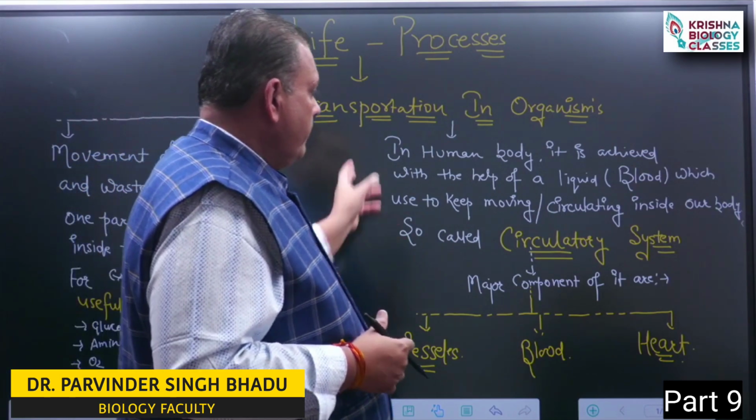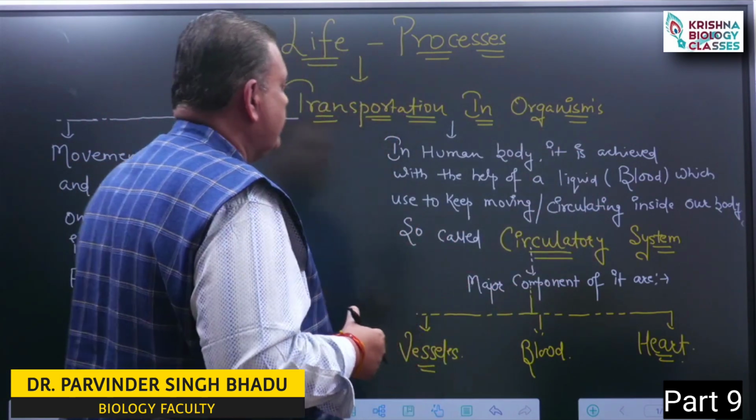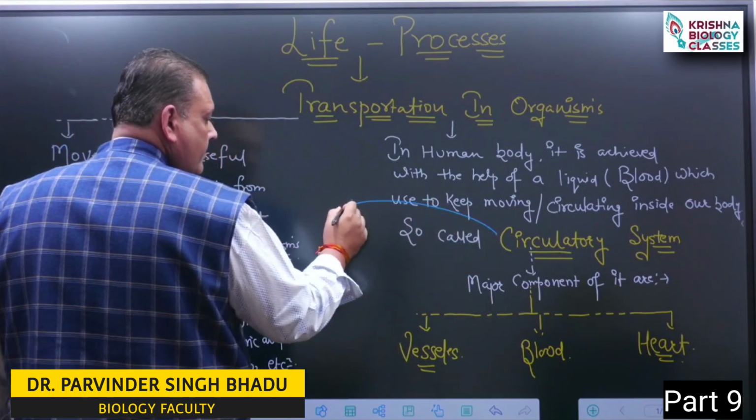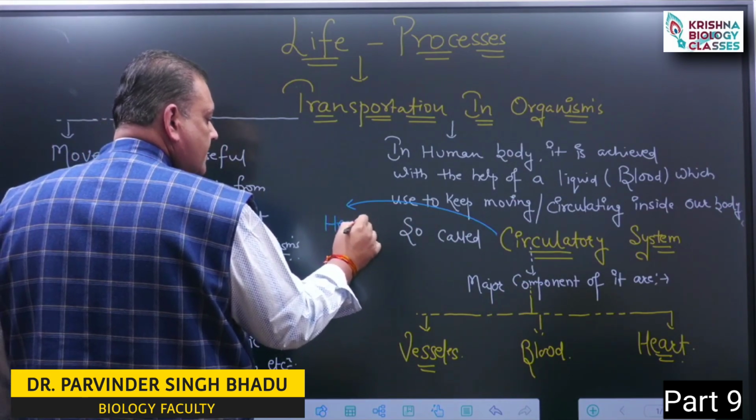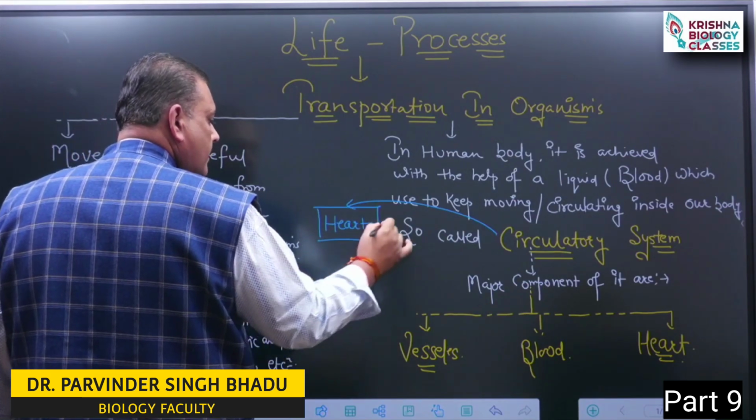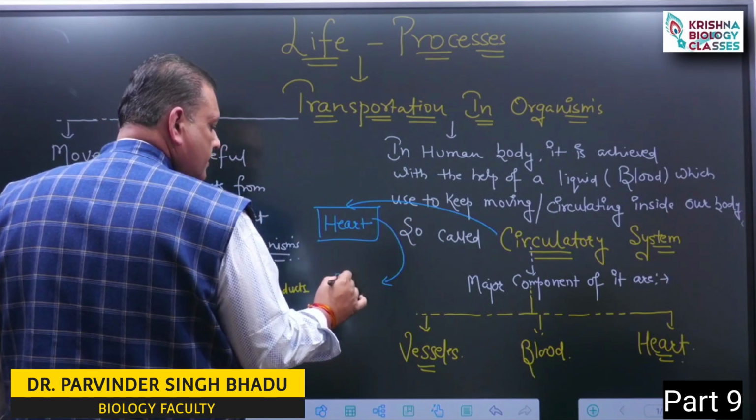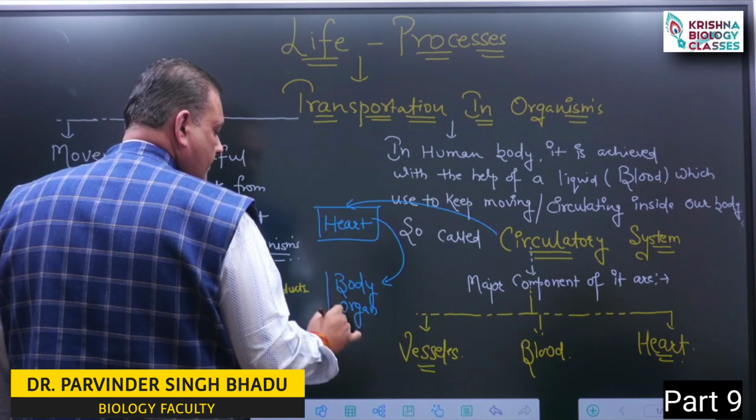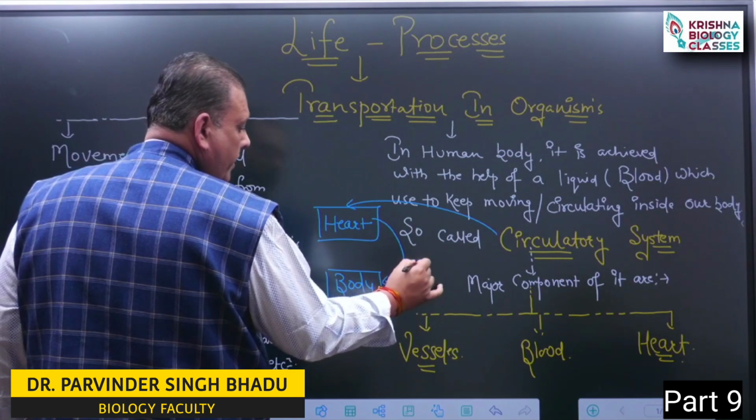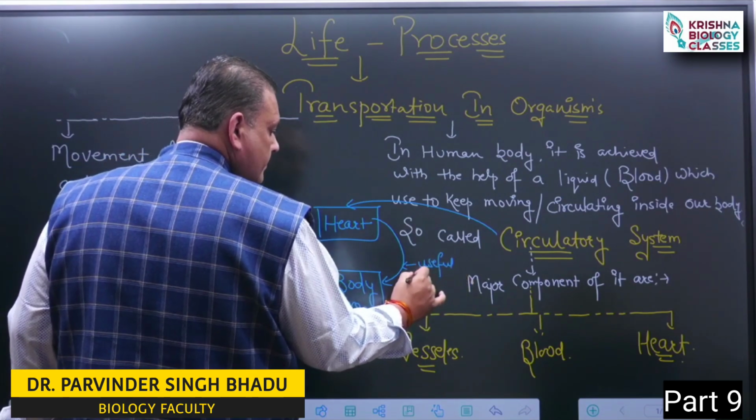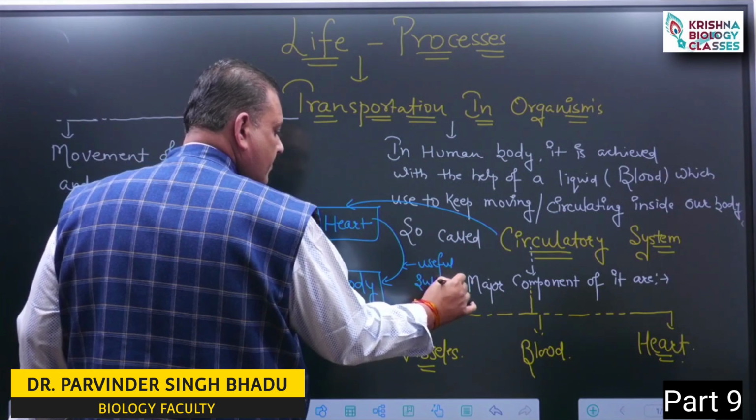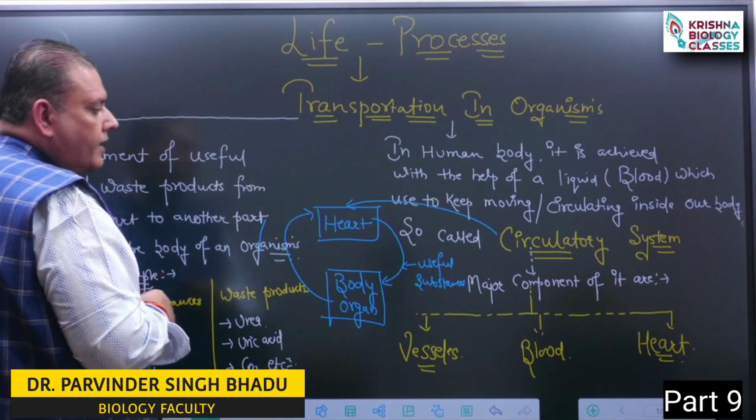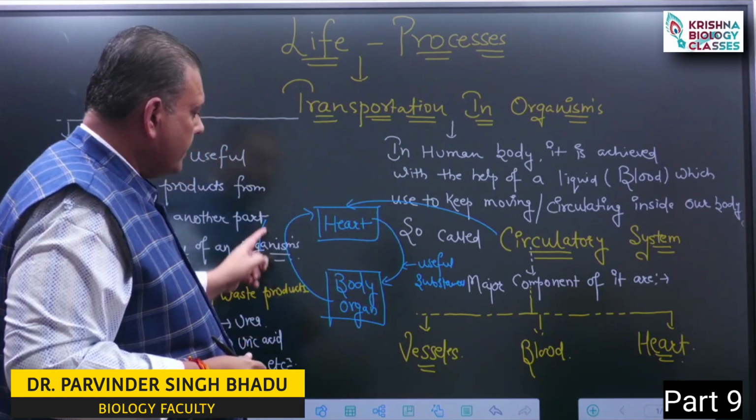Now, when we discuss this mechanism in the human body, we say that inside the human body, movement of the substances takes place from the heart towards body organs, where there is a movement of useful substances, and waste products move from body organs towards the heart. So a complete circulation or circle is going on.